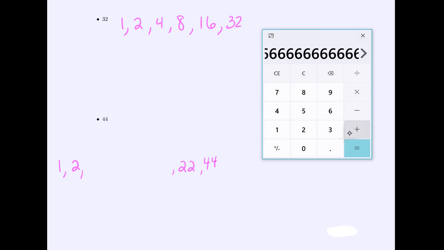44 then divided by 3, we see gives us decimals, so we don't count that. 44 divided by 4 works and gives us 11. 44 divided by 5, 44 divided by 6, and we're just going to keep going until we eventually start repeating some of the numbers, maybe at 11, who knows.